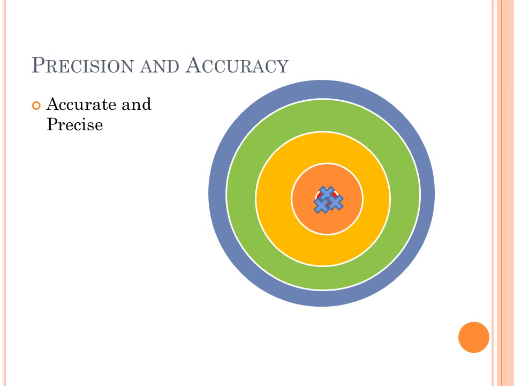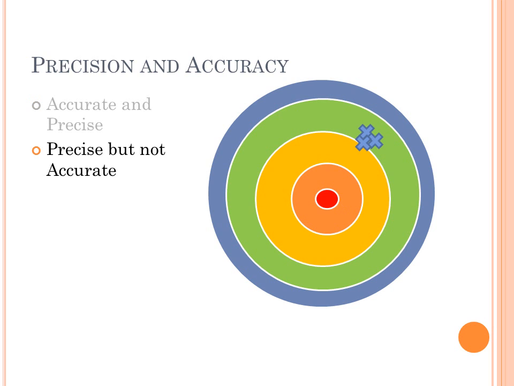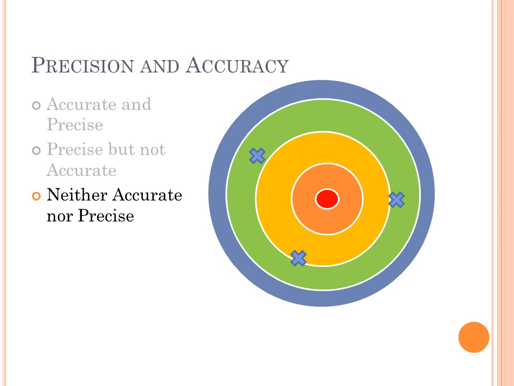Using this sort of dartboard analogy, here the x's are close to the center, which we'll consider the accurate answer. They're close to one another, so they are also precise. Now here the x's are still clustered, but they're nowhere near the center, so they are precise, but they're not accurate. And here the x's are all over the place, they're not clustered, they're not close to the center, so they're neither accurate nor precise.